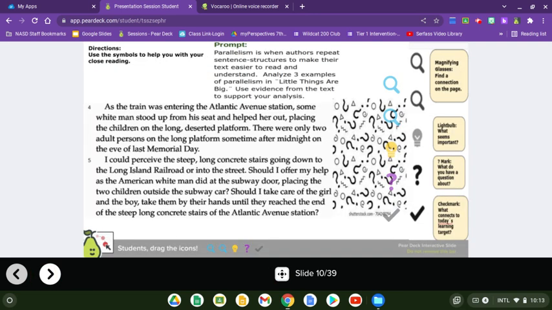All right. As the train was entering the Atlantic Avenue station, some white man stood up from his seat and helped her out, placing the children on the long, deserted platform. There were only 2 adult persons on the long platform sometime after midnight on the eve of last Memorial Day. I could perceive the steep, long concrete stairs going down to the Long Island Railroad or into the street. Should I offer my help as the American white man did at the subway door, placing the two children outside the subway car? Should I take care of the girl and the boy and take them by their hands until they reach the end of the steep, long concrete stairs at the Atlantic Avenue station?